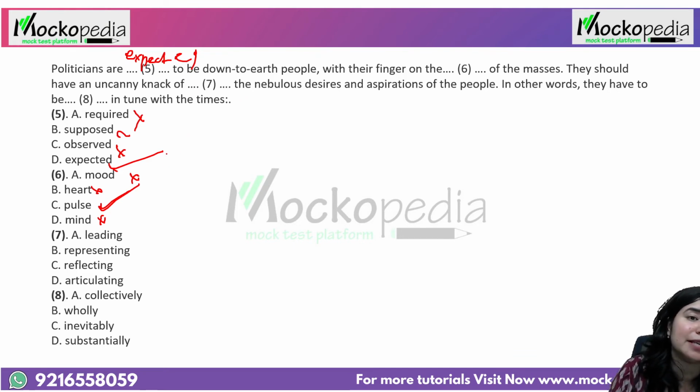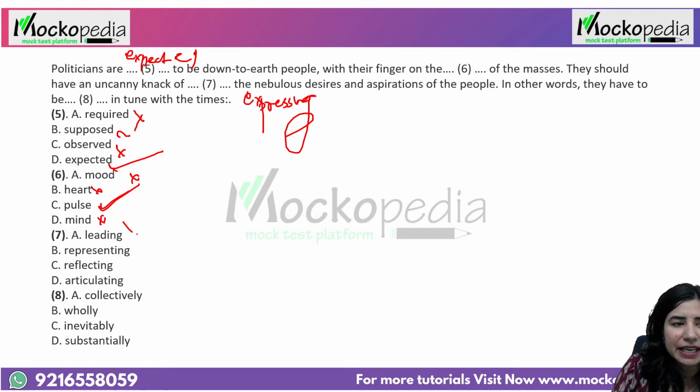And you know, expressing. Expressing rather would be the right word. Expressing, we'll check with the options. Leading to will not work, right? Representing no, reflecting also no, articulating, expressing. How smartly you can articulate is a gift of speaking.